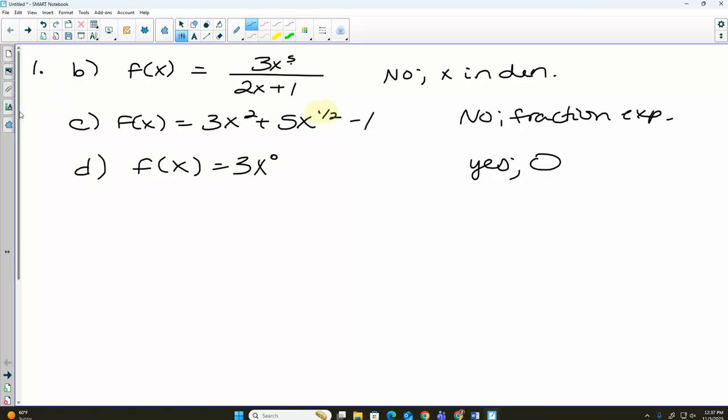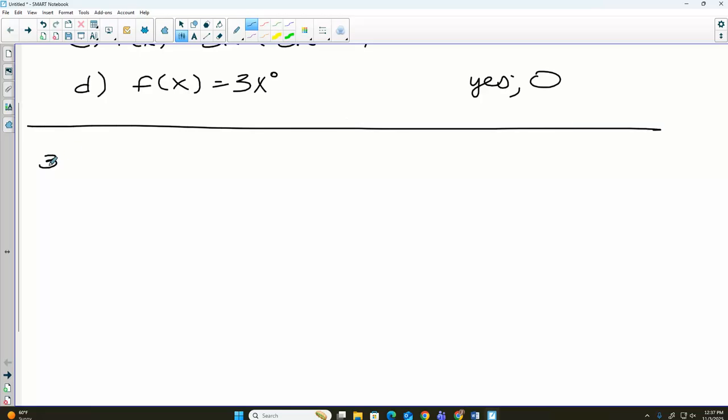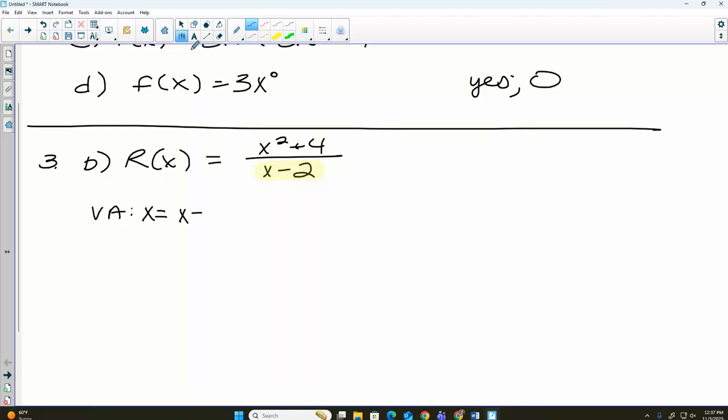Let's look at number 3. So this was just practicing all of your asymptote rules. If we look at this one, vertical asymptote is what makes the denominator 0. Its asymptotes are lines, so you have to give me the full equation. So x equals. What makes the bottom of this fraction equal 0? So x equals 2.